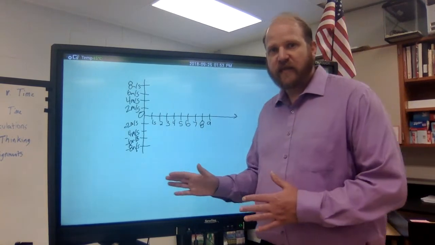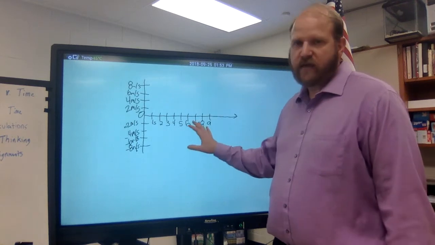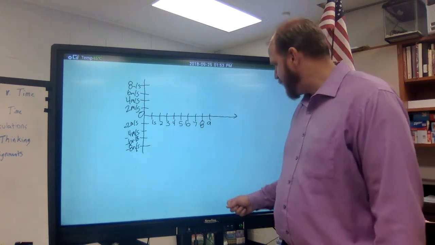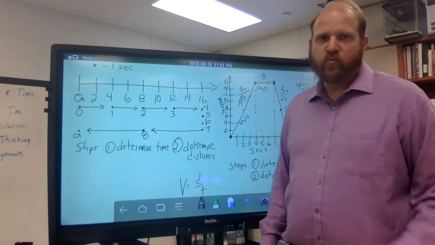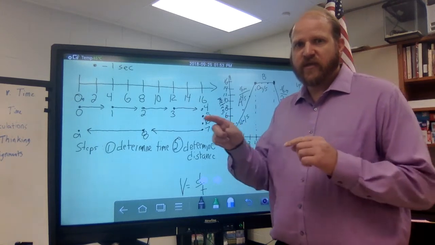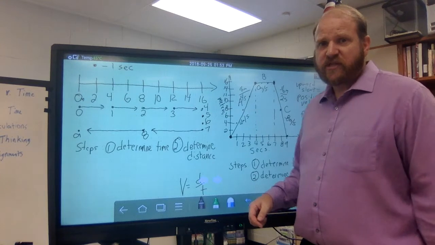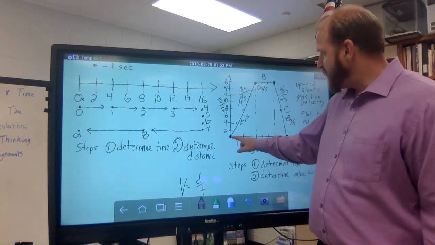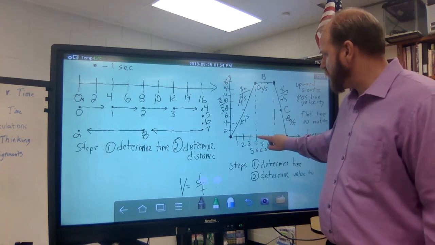Now I just have to translate the information that was on the position versus time graph and put it onto my velocity versus time. So let's go back. And I want to do one segment at a time. So I'm going to do segment A first. I'm going to translate segment A onto my velocity graph. Well, I have to determine the time. Segment A occurs between seconds 0, 1, 2, 3, 4.